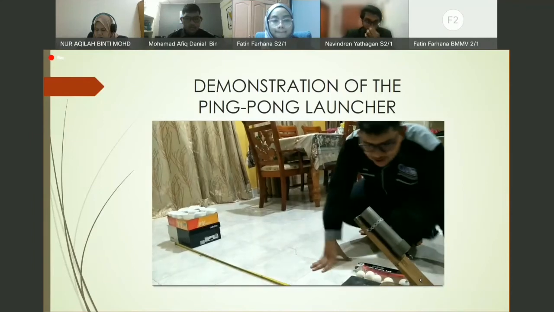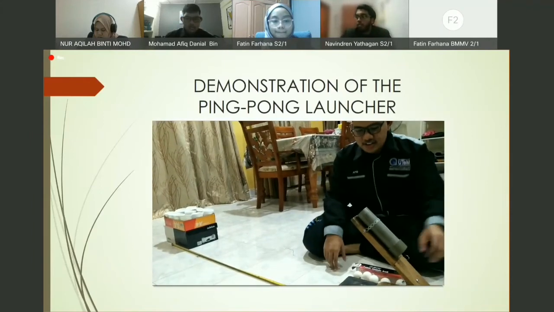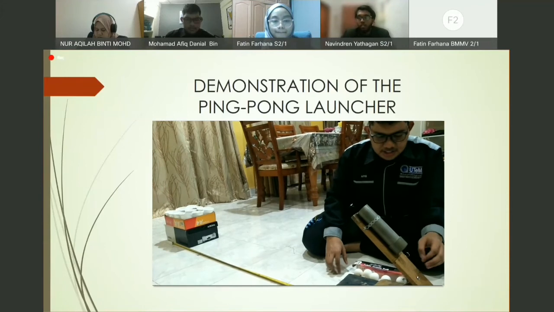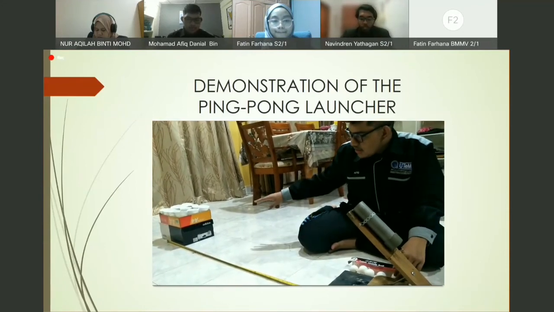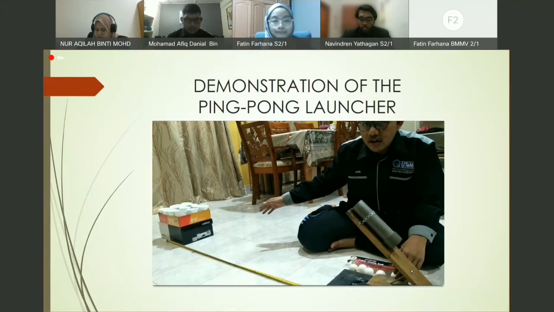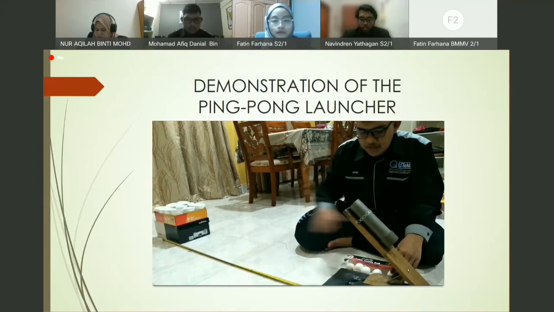Hello, now we are going to do the demonstration part. As you can see, the launcher is at 45 degrees to the ground, and at the target area I have put a shoebox to raise it to the same level as the launcher.